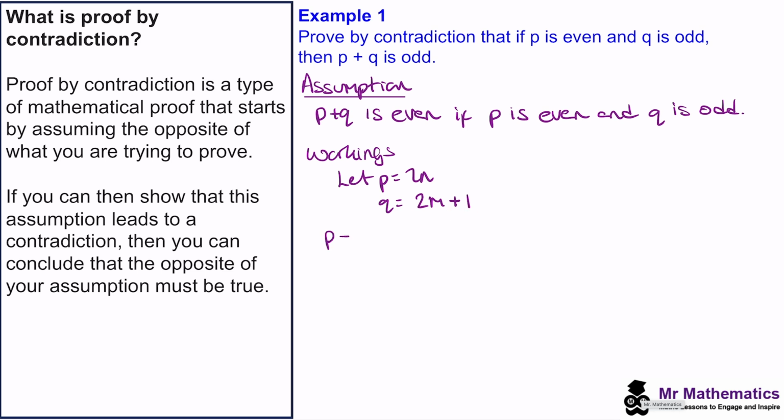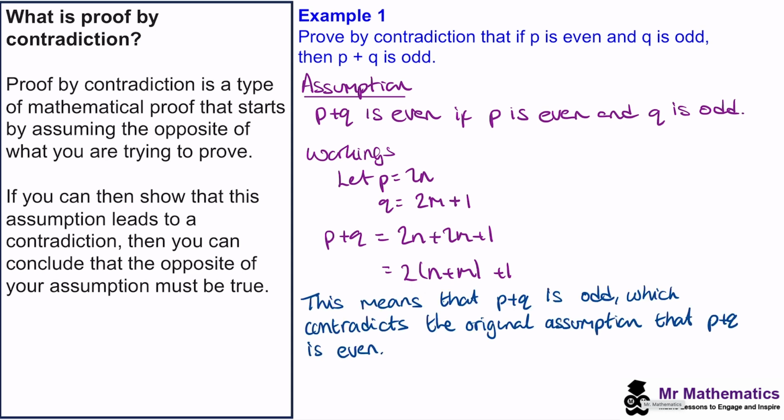And now to work out P plus Q, we add the 2 together. So we have 2n plus 2m plus 1. And we can factorize out these twos to make 2 lots of n plus m, plus 1. And because you're multiplying n plus m by 2, this by definition must be even. And when you add 1 to an even number, you get an odd.